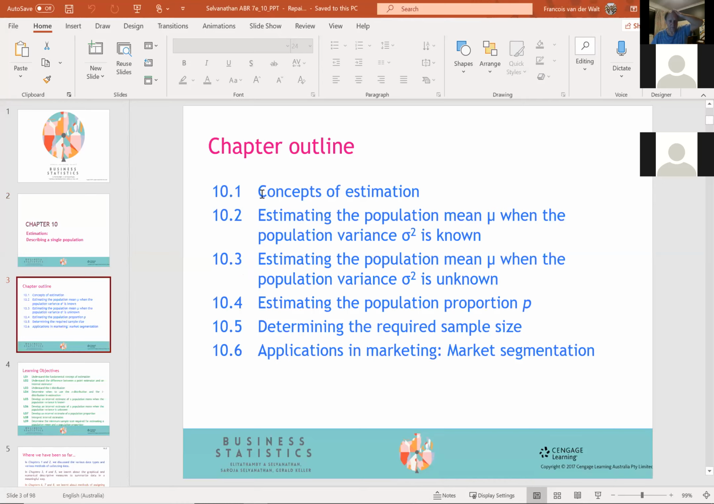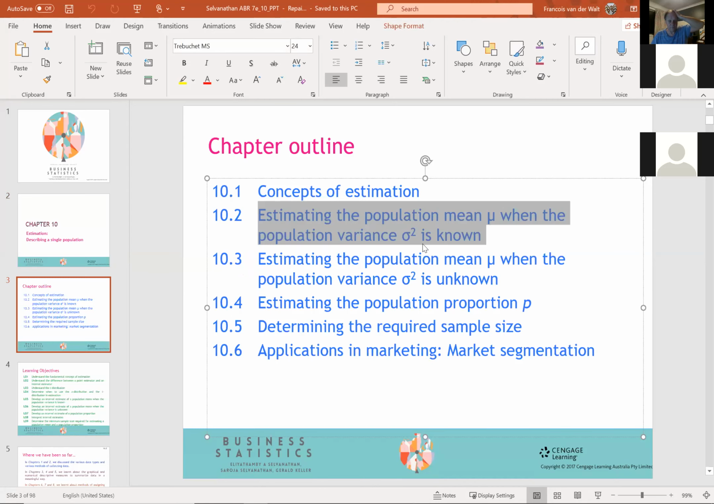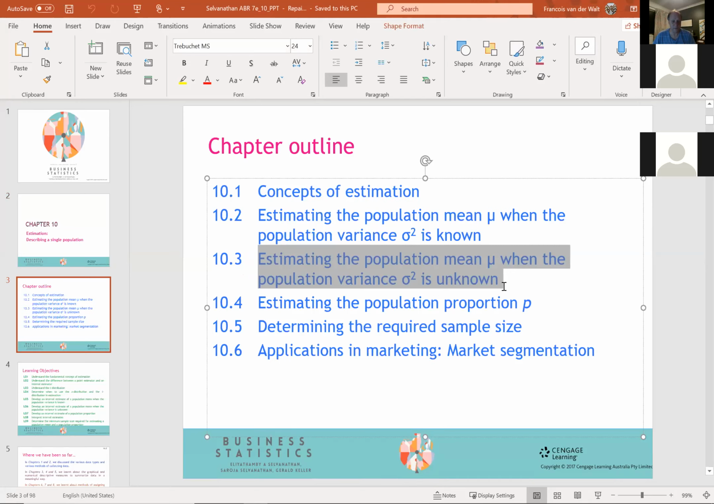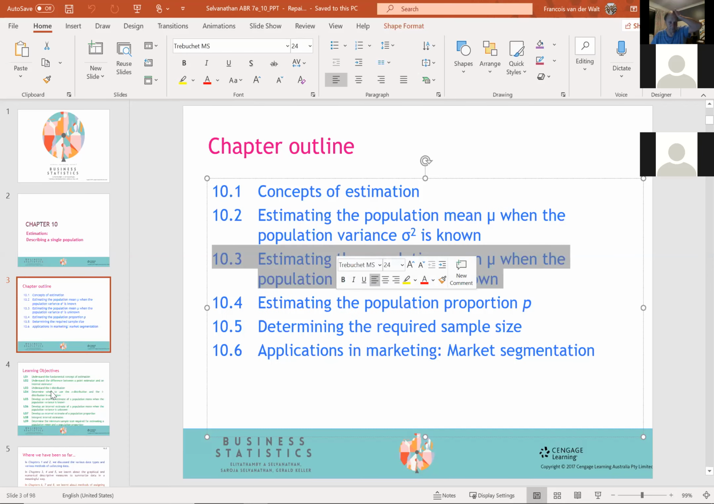I made the point that we're going to look at concepts of estimation. You need to understand that. We take note of when the population variance is known. We're not really going to look at that. We're going to focus on this one, where the population mean is unknown, and then take note of the rest. I'll go through it, but the main one that we want to look at is this 10.3. And we're going to do a similar thing in chapter 11, where we're only going to look at one section. Okay.